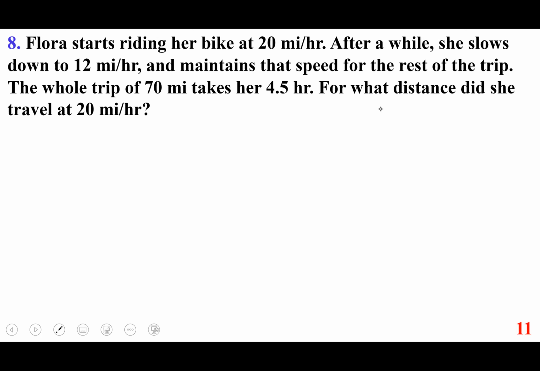Flora starts riding her bike at 20 miles an hour. After a while, she slows down to 12 miles per hour and maintains that speed for the rest of the trip. The whole trip of 70 miles takes her 4.5 hours. For what distance did she travel at 20 miles per hour?